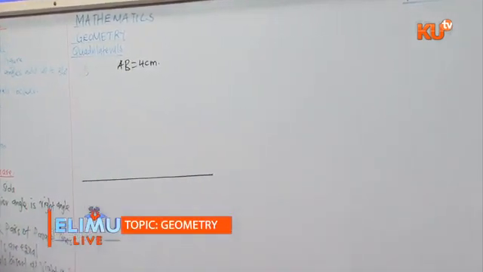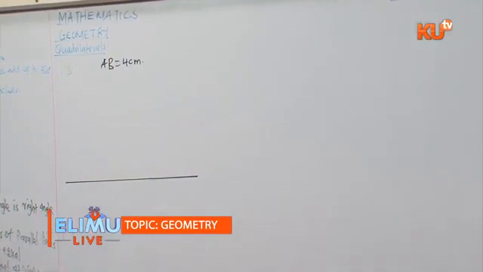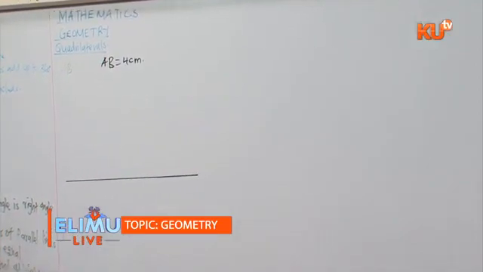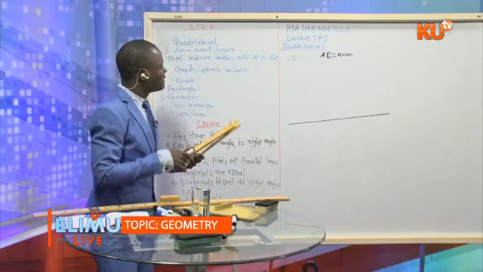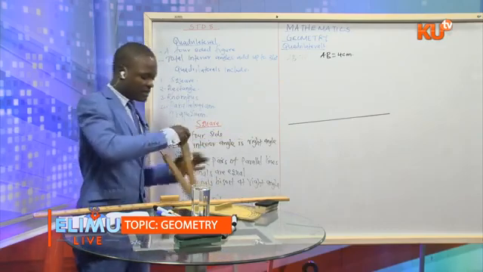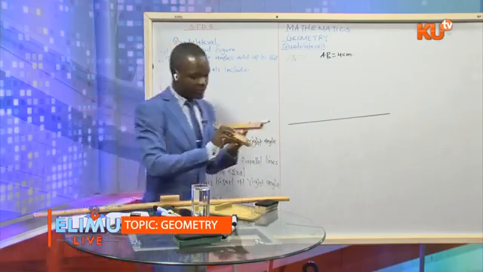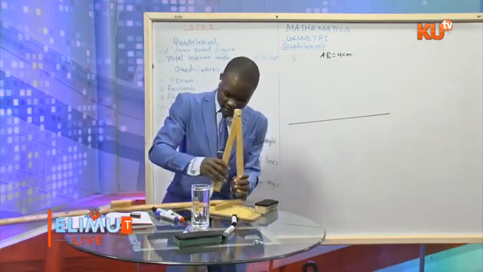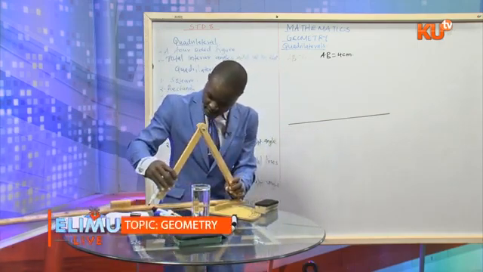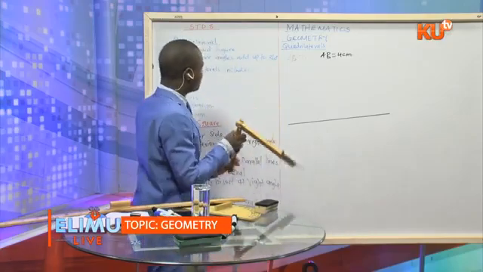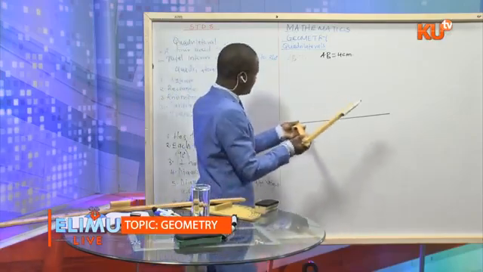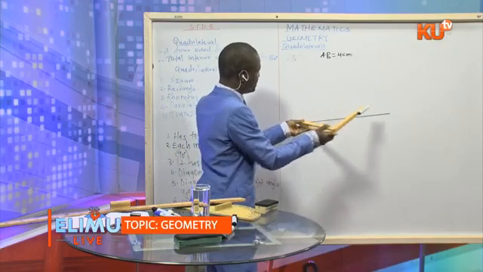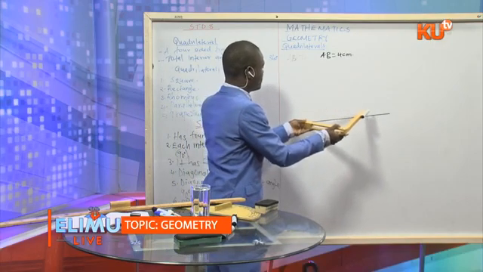After drawing the straight line, you measure 4 centimeters from your ruler. After measuring 4 centimeters, you stand at any point on the line. Draw an arc.